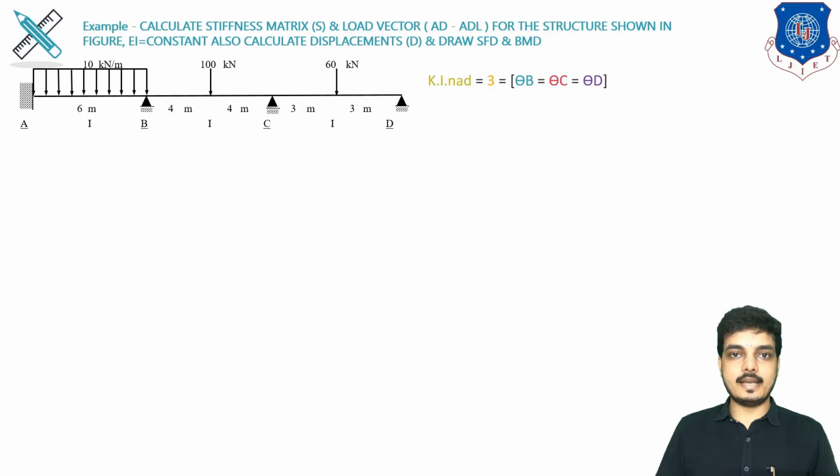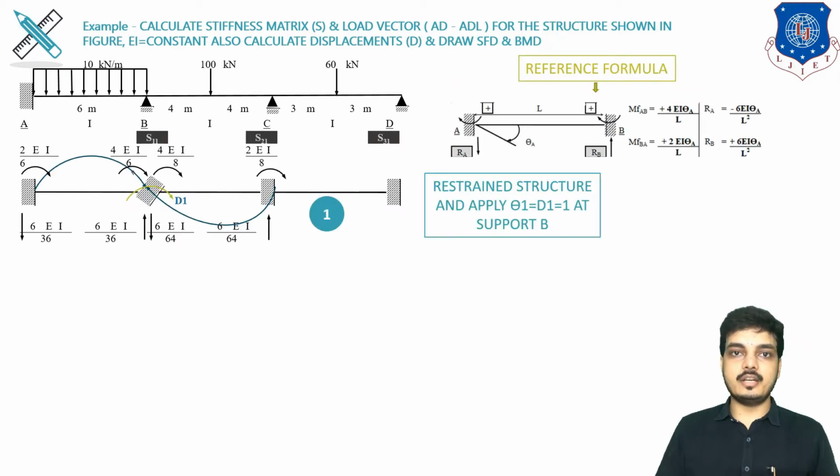Now moving ahead to the next step, which is to restrain the beam and apply our primary unknowns step by step, as mentioned in the concepts, if you remember, in lecture number 1. So first of all we are restraining the entire beam, so support B also, C also and D also become fixed. A was already fixed. Now you can see that all supports are fixed, which is the restrained beam. Now one by one we have to apply our primary unknowns.